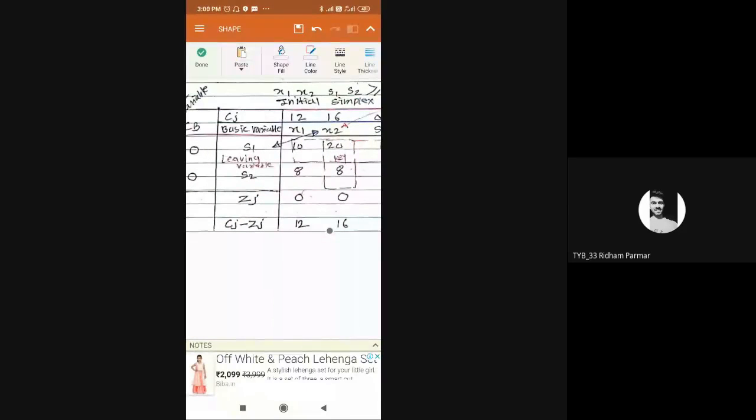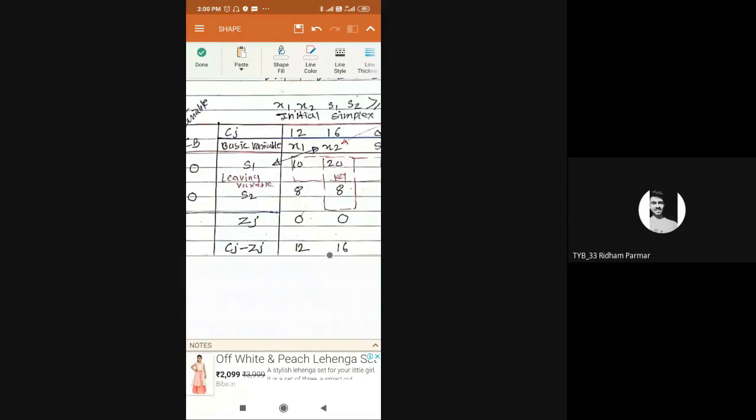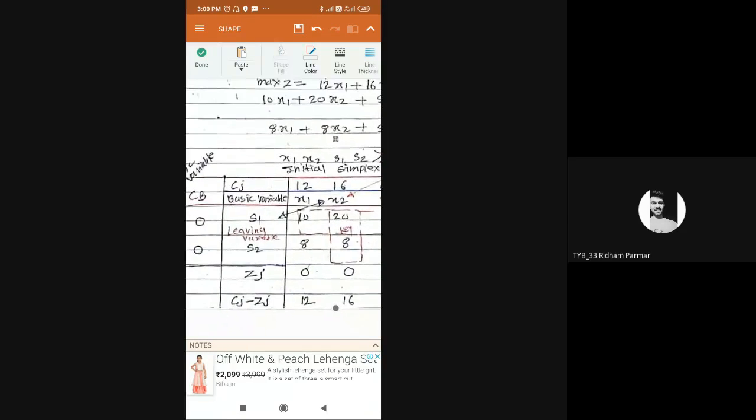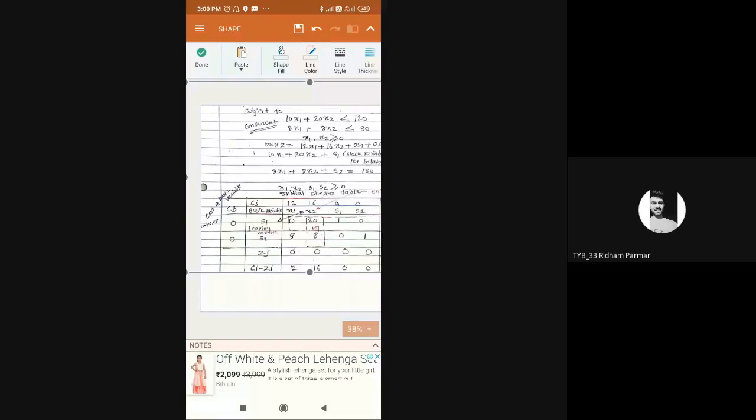This will convert. So have you got the concept of how to make this table? Can anybody give me an answer?